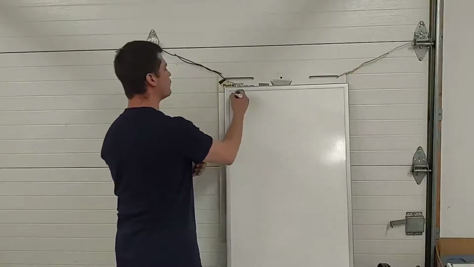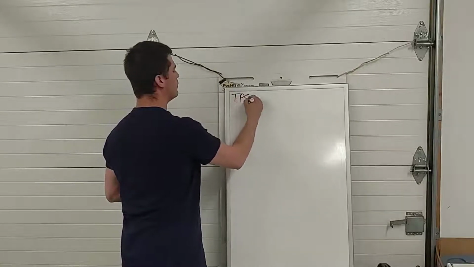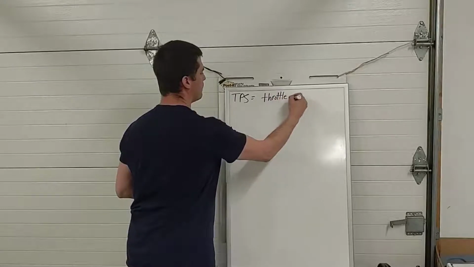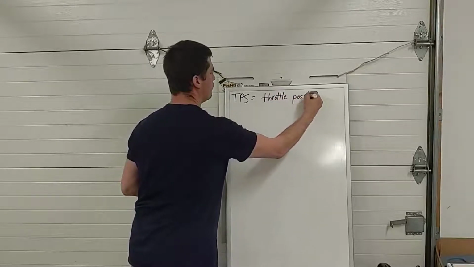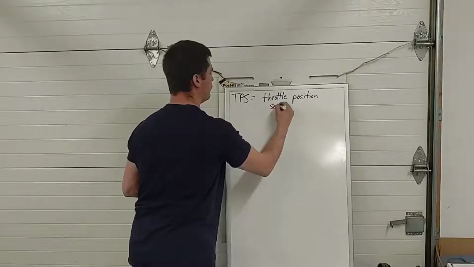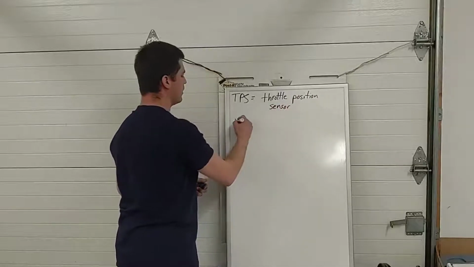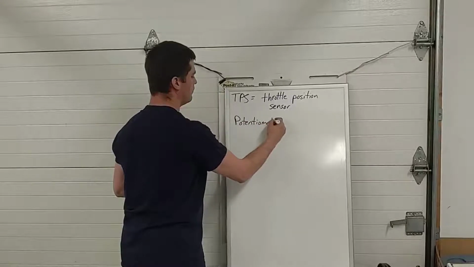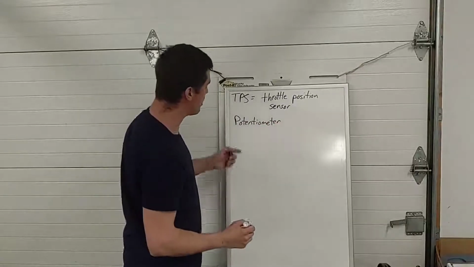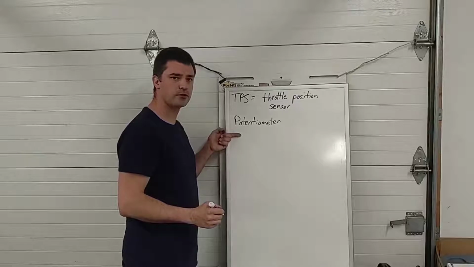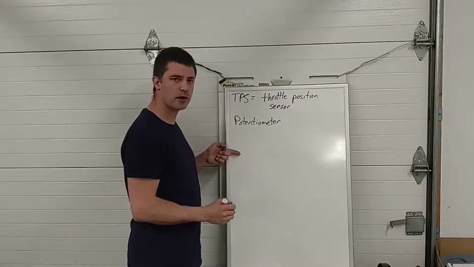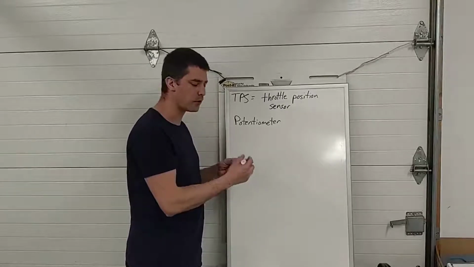Okay, so for starters, a TPS is a throttle position sensor. It is a potentiometer. As we learned yesterday, a potentiometer has 3 wires. One wire is going to supply some power to this sensor. One wire is going to be a ground for the sensor, and the third wire is going to be the signal that returns to the computer.